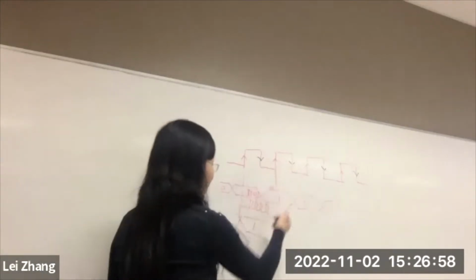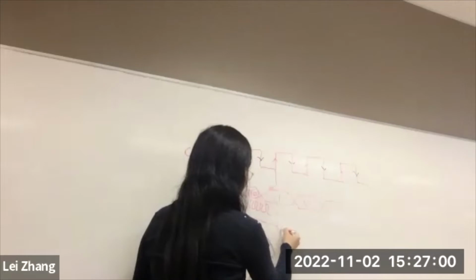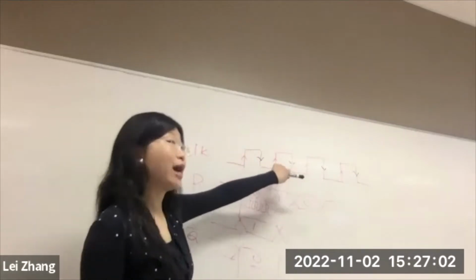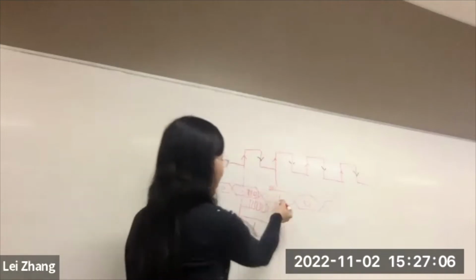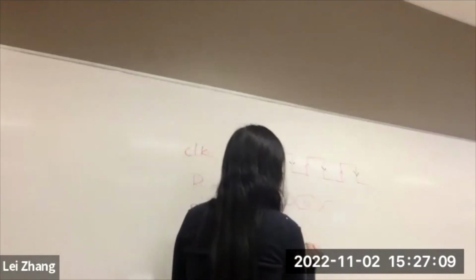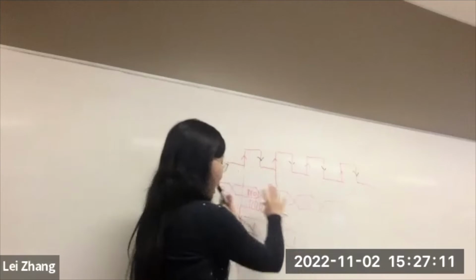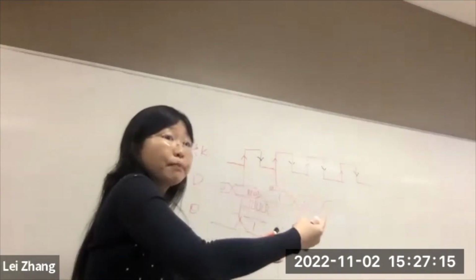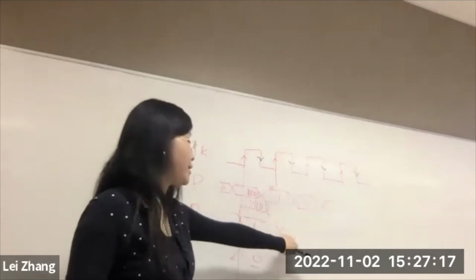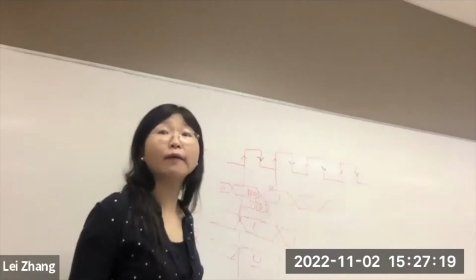So at the next rising edge of the clock, it will register, it will take in the input value of D. Now it's 1, so it will be 1. It will register that and then store it in the D flip-flop. That means on the output of the D flip-flop, it will be this signal.